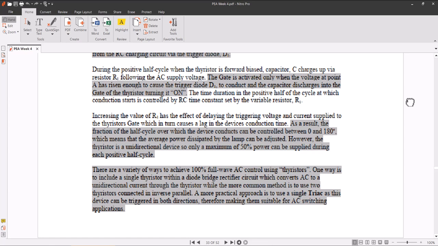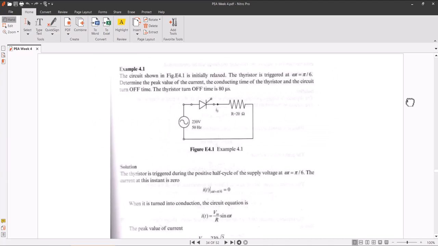As this device can be triggered in both directions, therefore making them suitable for AC switching applications. तो हम इसका एक न्यूमेरिकल करके देखते हैं. The circuit shown in figure E4.1 is initially relaxed. The thyristor is triggered at omega t pi by 6 during the peak value of the current, the conducting time of the thyristor and circuit turn off time.